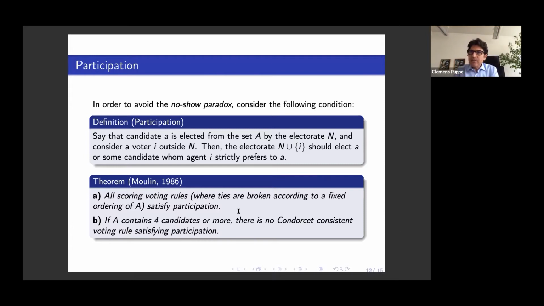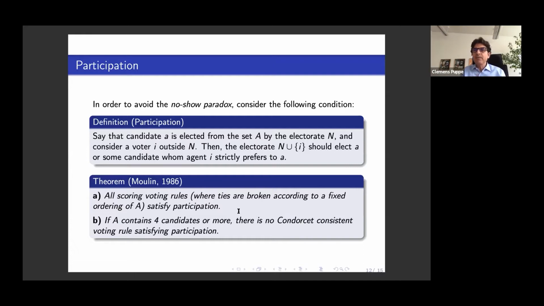So in this respect, scoring rules have a very good property. Namely, they are monotonic in some sense, right? In this sense of participation, right? It is always good to participate in the election. Why? Well, because I give my points to candidates, and that could never harm my candidates. They receive more points if I prefer them, right?